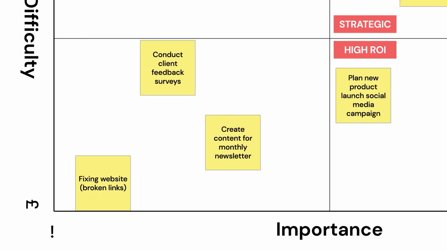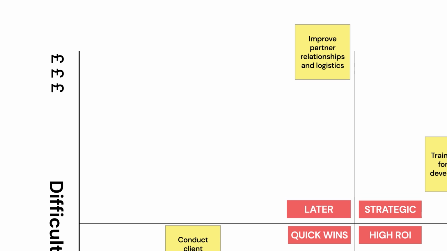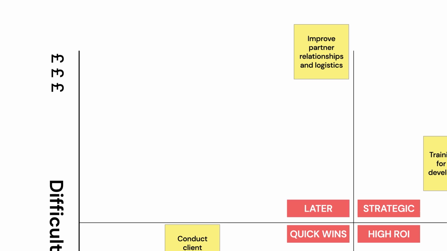Projects in the bottom left hand corner are not as important, but not that difficult either. So those are your quick wins. The last quadrant is for projects that are seen as less important, yet quite difficult to complete. So you would class these as optional or leave for later.